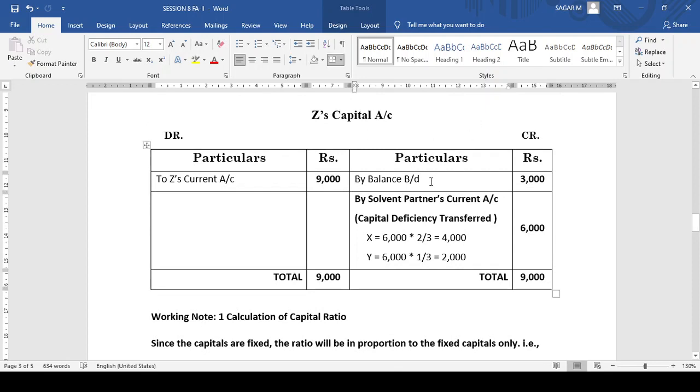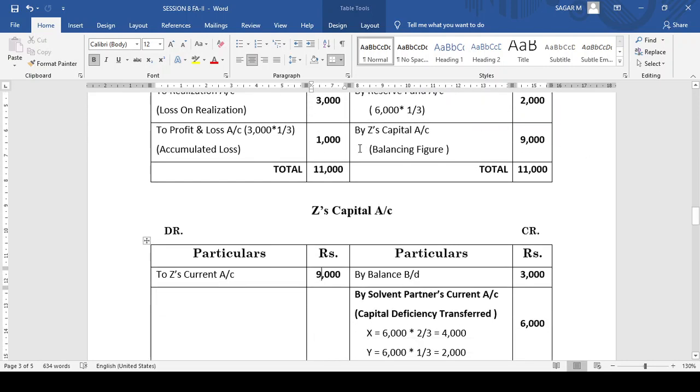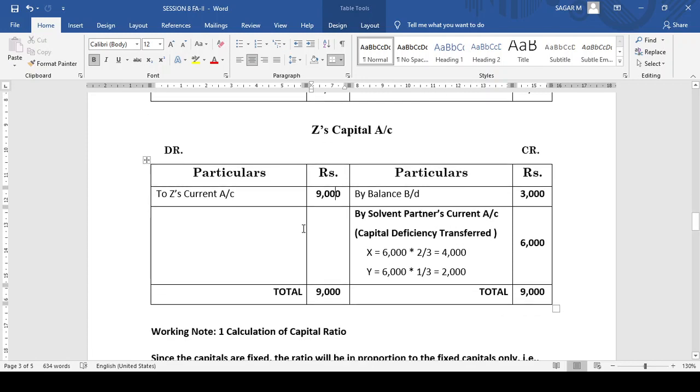So begin with By Balance b/d. Z's capital is showing credit balance, hence we started with the credit side 3,000. And there's only one entry just now we prepared, that is Z's current account. Here I have written on the credit side as By Z's capital account. So this one, the same one to be carried to Z's capital on the debit side as To Z's current account. So 9,000 rupees. Now, if you take a total, debit side is more, this is 9,000.